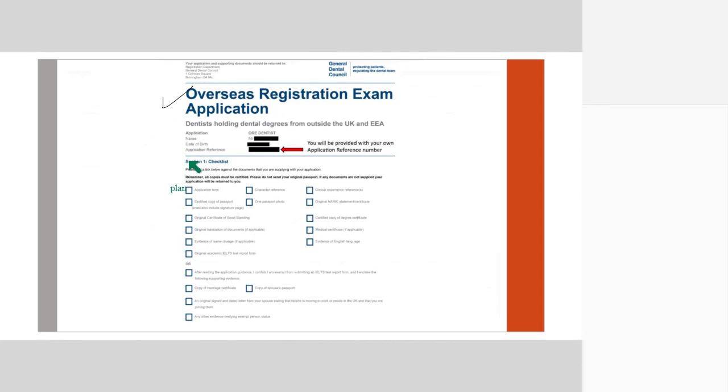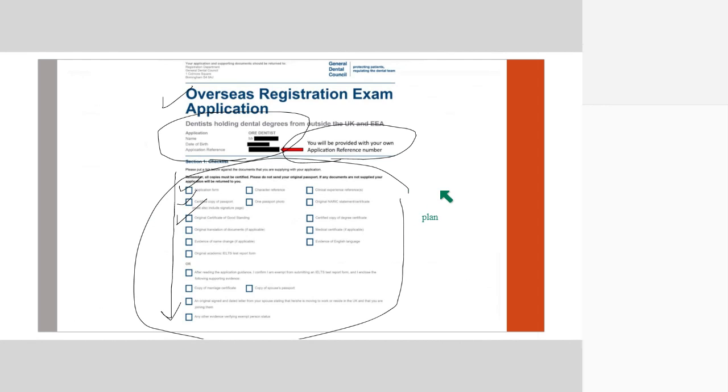So this is the first page of the form. Your name, date of birth, application reference, everything will be provided over here once you download it. And then you have to write down in the checklist or tick mark whatever you are sending. I would advise to fill the checklist at the end.